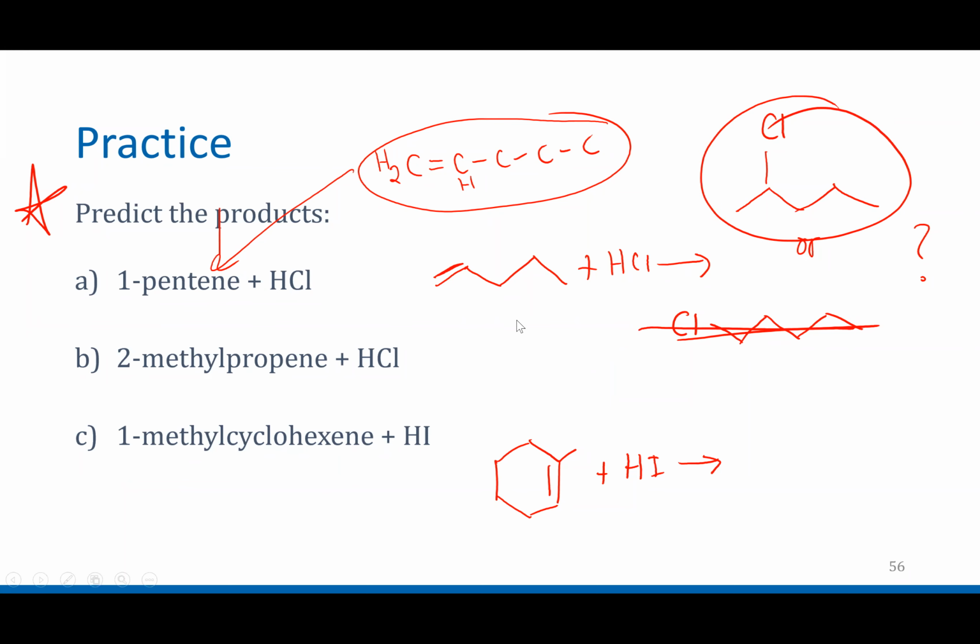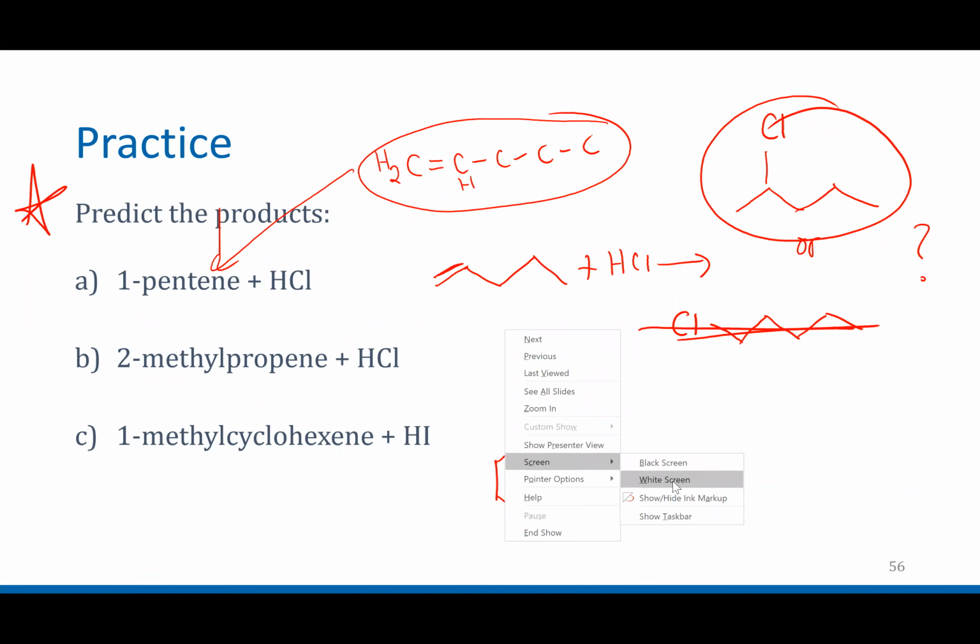I don't feel comfortable how I explained that. Let me just show you one more time. Okay, this will be the last part of today, by the way. So 1, 2, 3, 4. Okay, so what I'm asking you guys is what happens when you add HCl to this chemical compound?